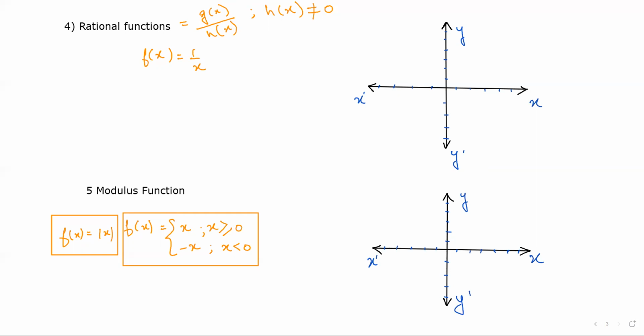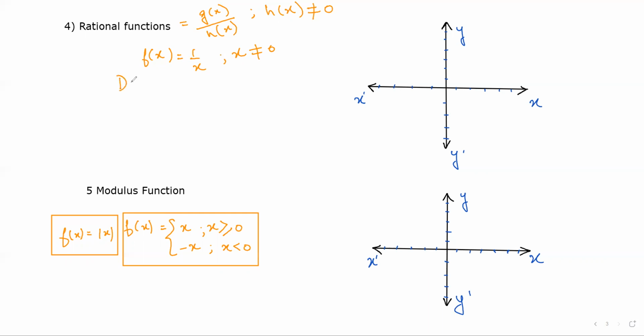Now, to understand rational functions, let's consider an example. So let's consider a fraction. We are considering the fraction as 1 by x. So f of x is equal to 1 by x. Here, the condition by default becomes that x cannot be equal to 0. So x can hold any value except for 0.